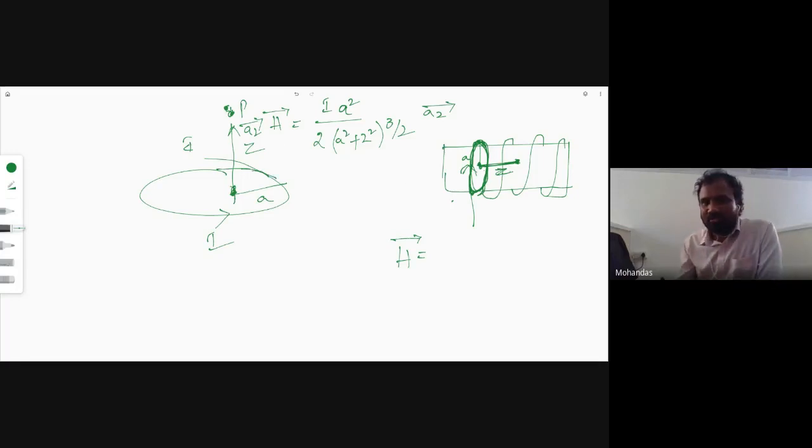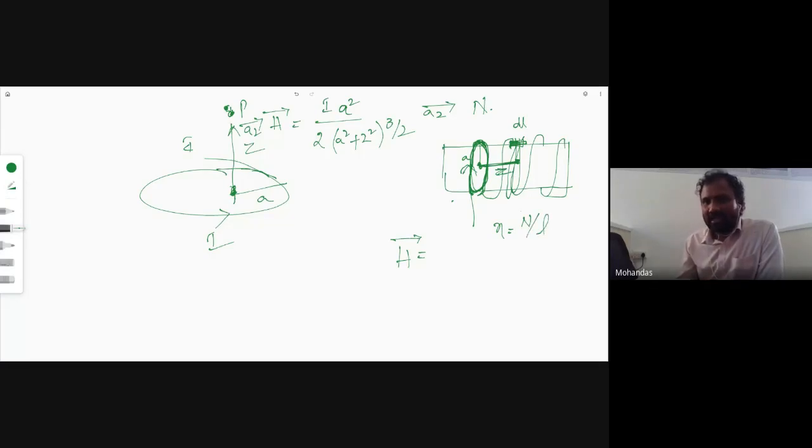But how many circular loops are there here? There are n number of circular loops. At this differential length dl, there may be some circular loops. How to write that here? n. What is that n? That n equals the total number of turns per that particular length.